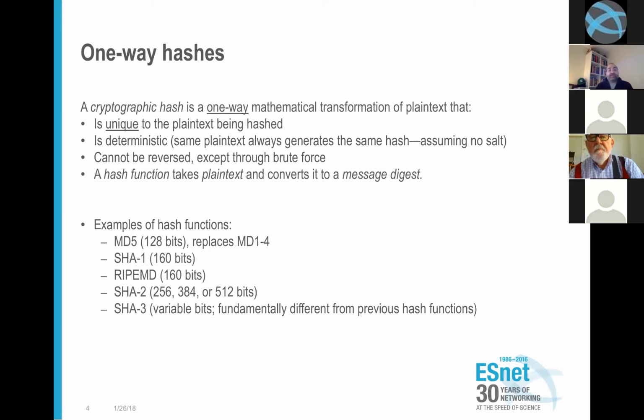So when we talk about the hash function, it's going to take plaintext and produce a message digest. I'll show you an example of that in a second. There are several different types of hash functions, and this is where we start to get into the alphabet soup of cryptography.